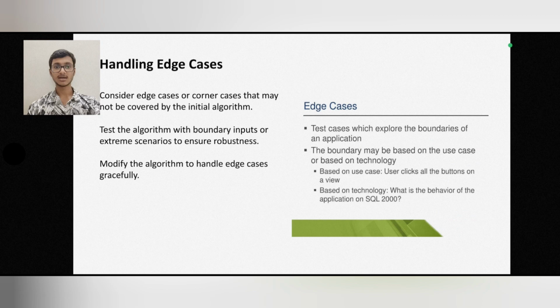Handling edge cases. Consider edge cases or corner cases that may not be covered by the initial algorithm. Test the algorithm with boundary inputs or extreme scenarios to ensure robustness. Modify the algorithm to handle edge cases or corner cases gracefully. Edge cases are basically the test cases which explore the boundaries of an application. The boundary may be based on the use case or based on technology. Based on use case, the user clicks all the buttons on the view. Based on technology, what is the behavior of the application on SQL Server 2000.